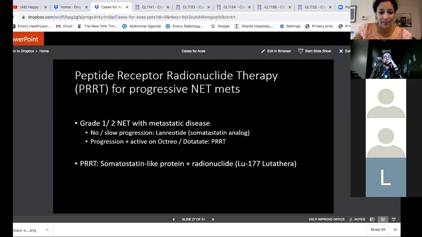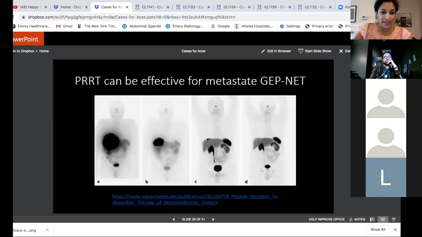This is radioactive lutetium. This PRRT is called Lutathera, and we're using this more and more for patients who have liver disease with progression. This is just one example from the literature where you can see that there was extensive activity in the liver prior to Lutathera therapy, and after 4 cycles, there's a significant decrease in metastatic disease in the liver. It can treat other mets in other places too, like in the bones and other organs. So, any questions?